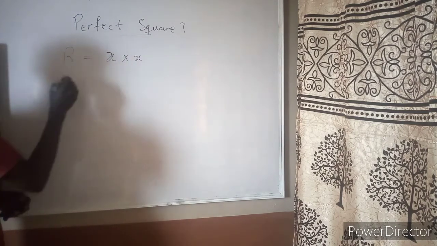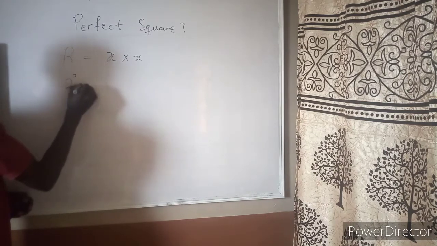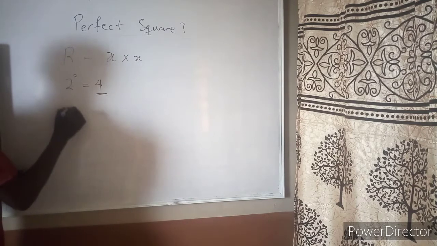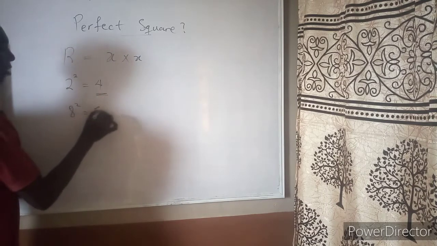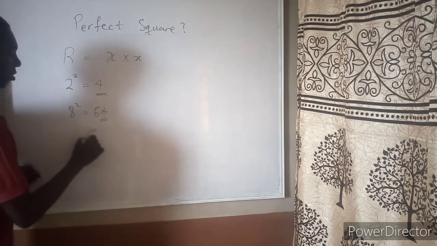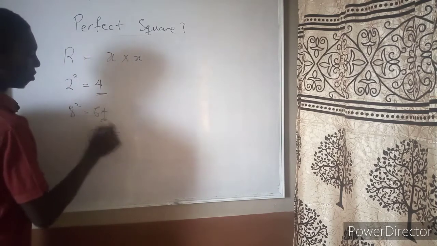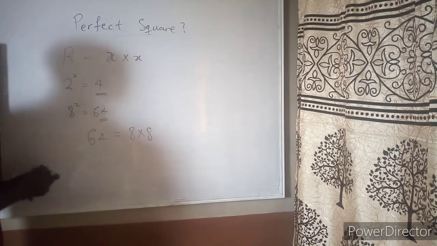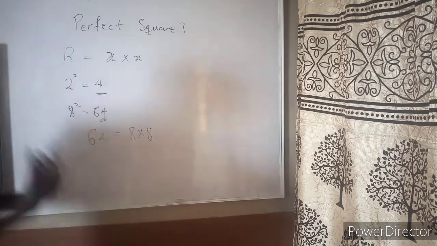it is a perfect square. That is the reason why 2 squared is equal to 4. In this case, 4 is my perfect square. If I say 8 squared equals 64, in this case 64 is my perfect square, because 64 is the result of an integer multiplied twice. So that's just the concept of perfect squares. Perfect squares can occur in many ways.